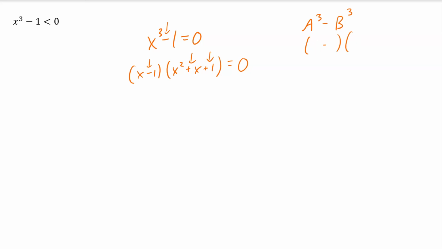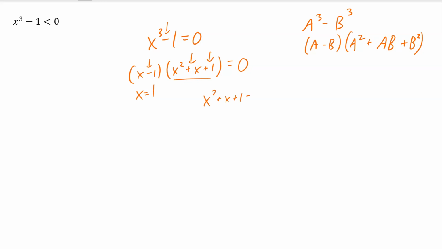I'll start off like this. Same, opposite, always plus. And then I put an a and a b here. I put an a squared and a b squared here. And in between, I multiply them. That's how I got this expression. So my zeros are x equals 1 and whatever makes this 0.